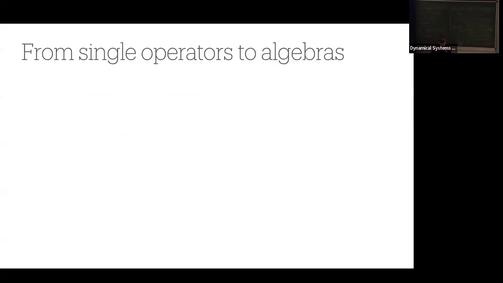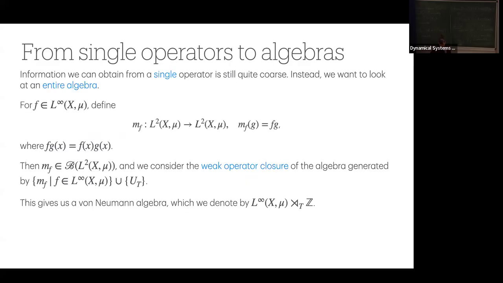Okay, but we're here to talk about operator algebras, not just single operators. So the operator itself obviously stores quite a bit of information, but it's still rather coarse. So let's look at an entire algebra. Now, for a function in L infinity, we can represent this on the L2 space just by multiplication operators. And then we can look at the weak operator closure or strong operator closure.